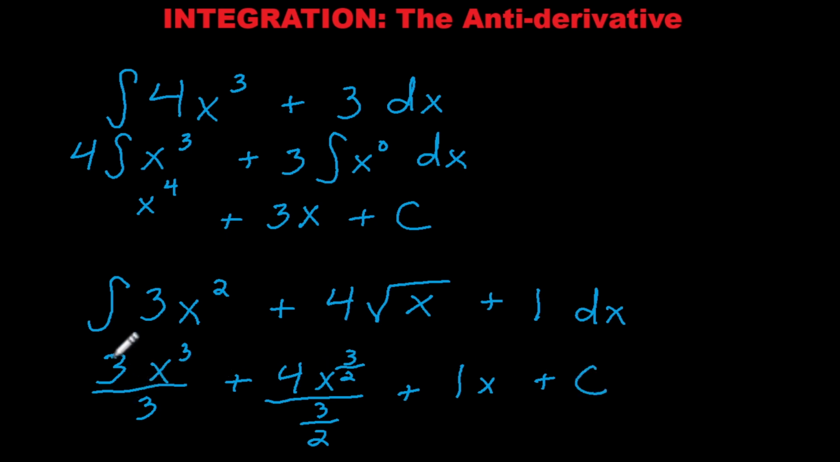Now I'll just simplify. 3 divided by 3 is 1, so the first term is just x third. For this second term over here, instead of dividing by 3/2, I can multiply the top by 2/3. And when I do that, this entire thing becomes 8/3. And that's it for the simplification.